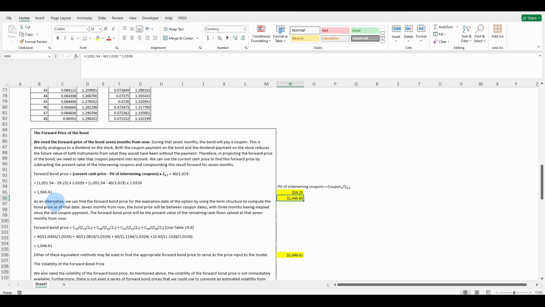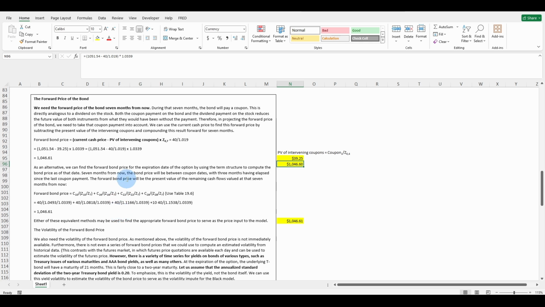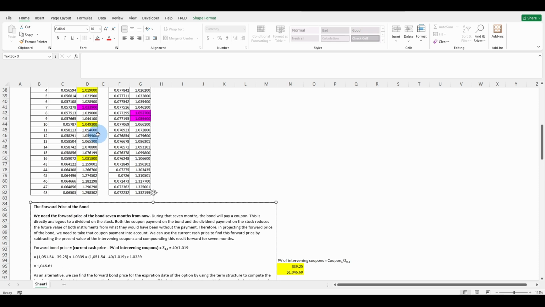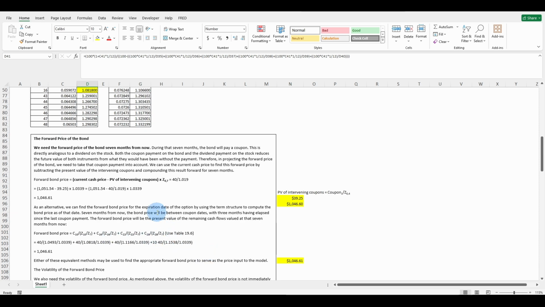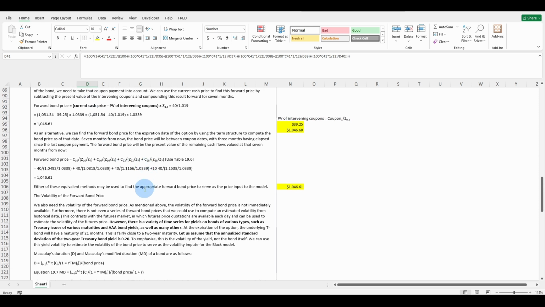And that is, as an alternative, we can find the forward price for the expiration date of the option by using the term structure to compute the bond price as of the date. 7 months from now, the bond price will be between coupon dates, with 3 months having elapsed since the last coupon payment. The forward bond price will be the present value of the remaining cash flows valued at that 7 months from now. This equates to this. This equation is comparable to this number here, which is 10461, and here it is in action.